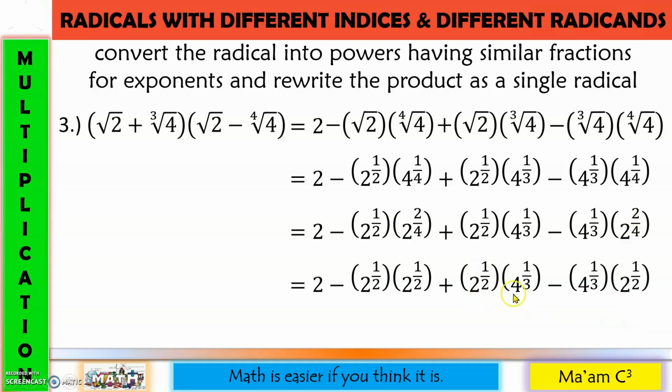Positive 2 raised to 1/2, 4 raised to 1/3, 4 raised to 1/3, 2 raised to 1/2, negative. So this will cancel out. And then I'll copy this. Laws of exponents, same base, we copy the base, and then we add the exponents. Since the denominators are the same, we simply add the numerators and copy the denominator. So 1 plus 1 is 2, so this will be 2 raised to 2 over 2. And 2 raised to 1 is 2, so this will be 2 minus 2. Final answer is 0.